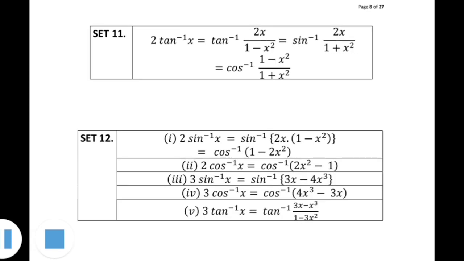Set 11. 2 tan inverse x equals tan inverse of 2x by (1 minus x square), equals sin inverse of 2x by (1 plus x square), equals cos inverse of (1 minus x square) whole divided by (1 plus x square).